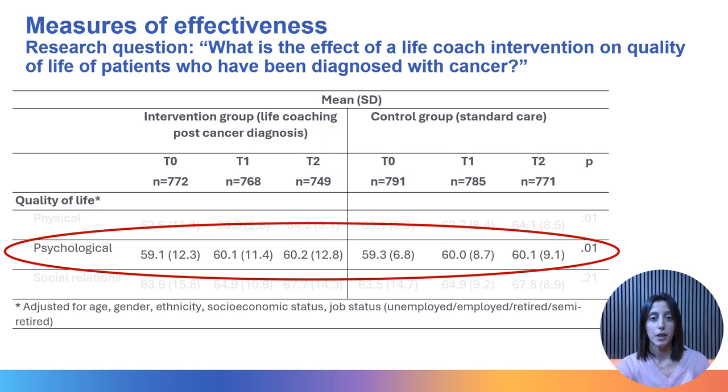We can see that the p-value is 0.01, so we have to reject the null hypothesis that the mean psychological quality of life was the same for both groups. We can conclude that the intervention was effective in improving psychological quality of life for patients who have been diagnosed with cancer.